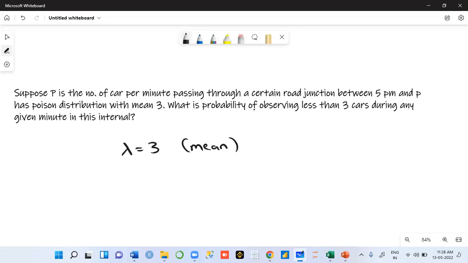What is the probability of observing less than 3 cars? Less than 3 means it can actually be 0, 1 and 2, during any given time interval. Means every minute there can be 0 cars pass, there can be one pass, there can be two cars pass. Can you solve this, guys?